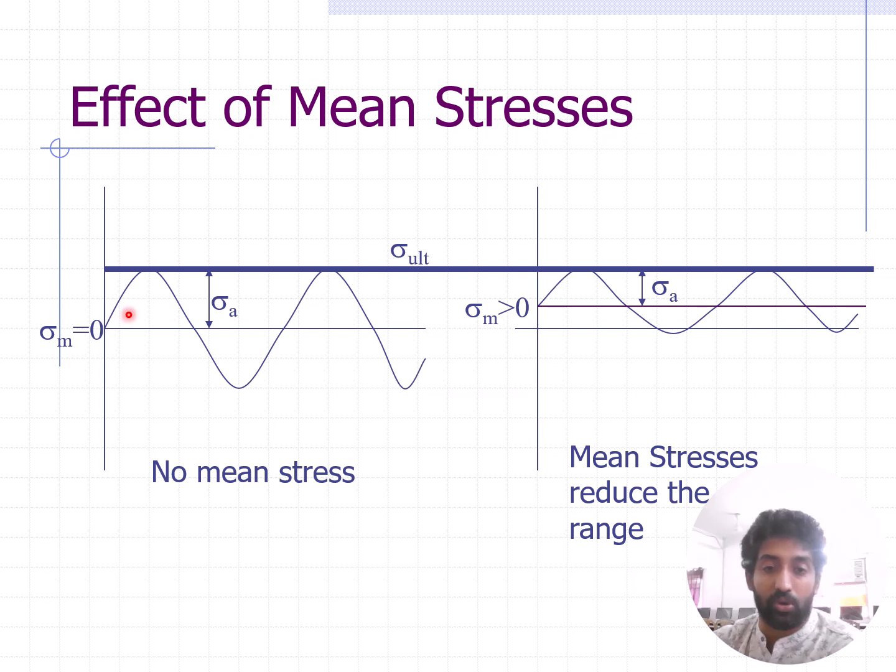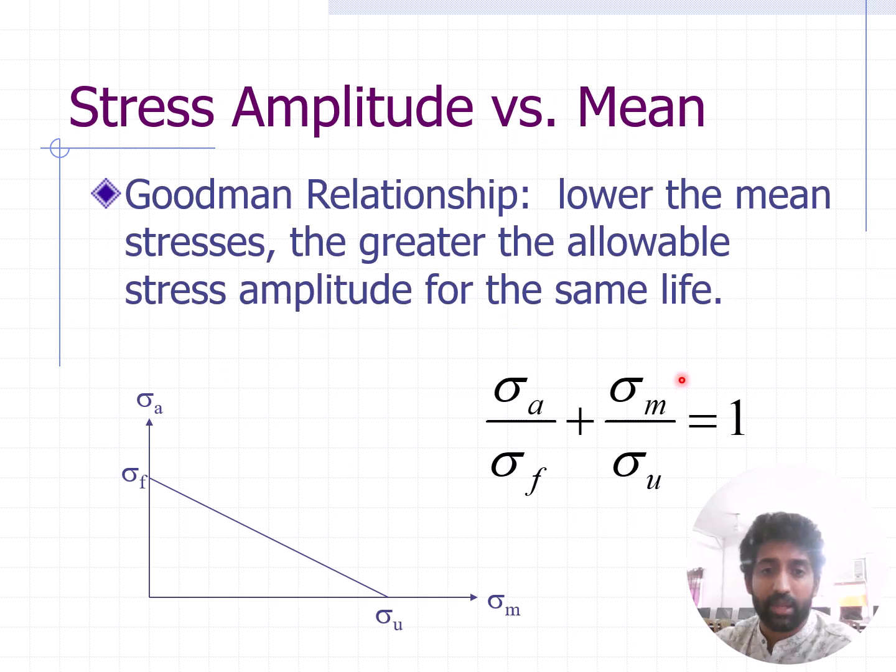Now there's no mean stress, that is zero. That means it is positive, negative, positive, negative: tensile, compressive, tensile, compressive. Fine, that's it. Mean stress reduces the range. That means the mean stress is higher, and you can see the compressive load is very low compared to the tensile load. So it's good enough.